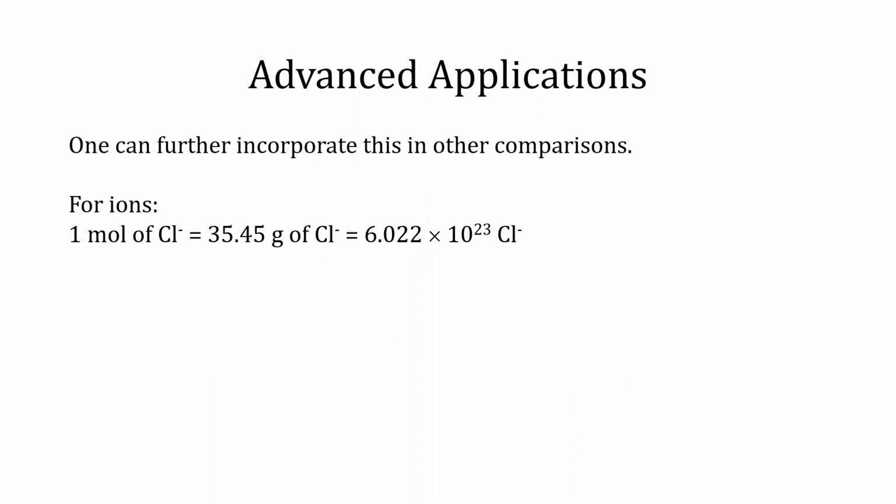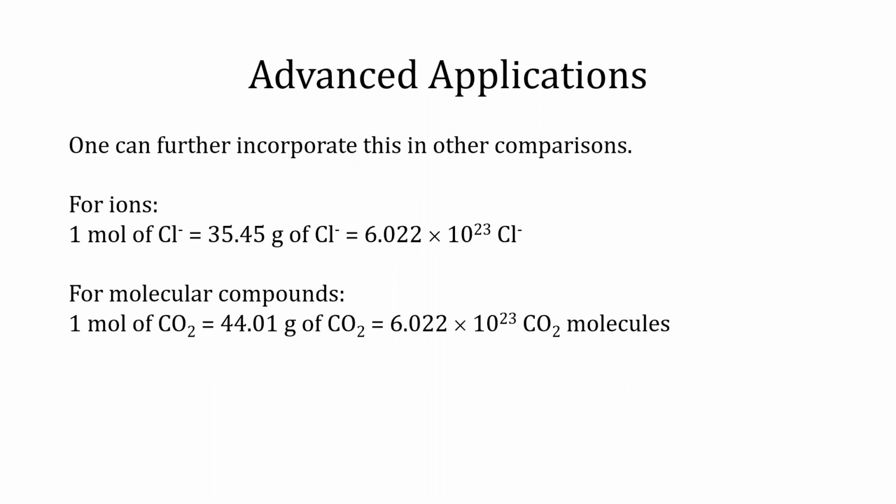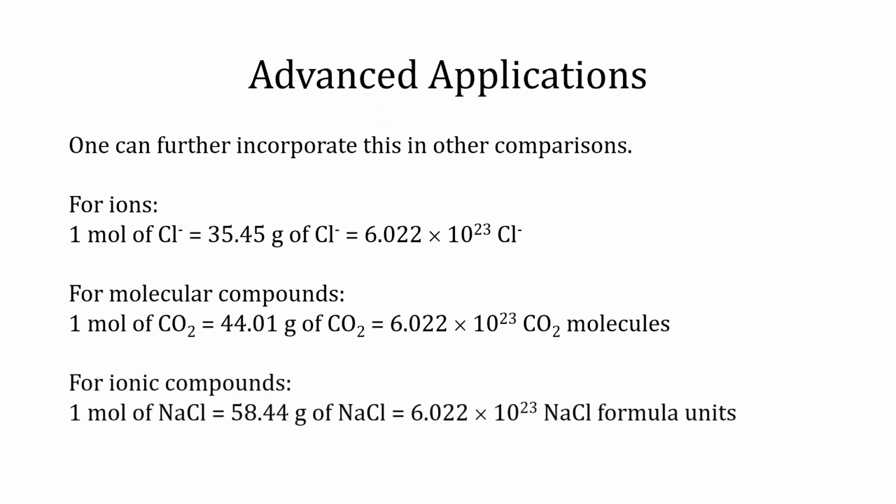One can incorporate this in other comparisons. For ions, 1 mole of chloride ions equals 35.45 g of chloride ions equals 6.022 times 10 to the 23 chloride ions. For molecular compounds, 1 mole of CO2 equals 44.01 g of CO2 equals 6.022 times 10 to the 23 CO2 molecules. For ionic compounds, 1 mole of NaCl equals 58.44 g of NaCl equals 6.022 times 10 to the 23 NaCl formula units.